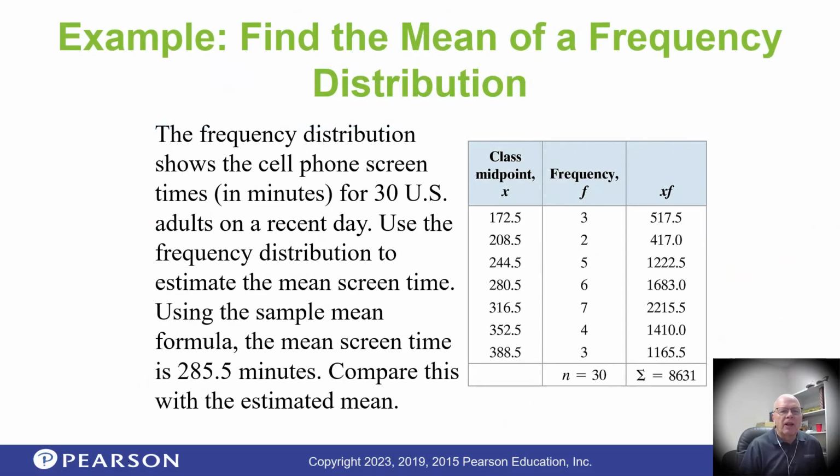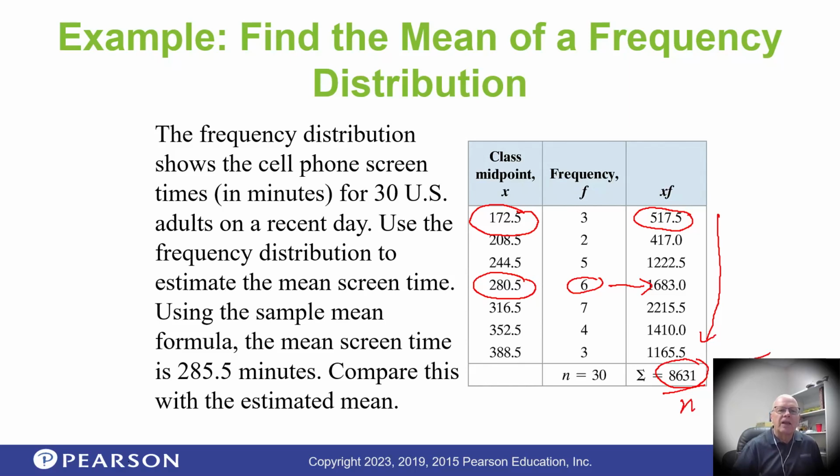So here's one we could play with, actually. Someone has been very nice, and they figured out what the midpoints were for us. So all we need to do is multiply the 172.5 times the frequency 3, and there's our first product. Down here we've got 280.5 times the 6, and there's our fourth product. Add all those products together, we have 8,631, which we then must divide by n to get the mean for that frequency distribution.